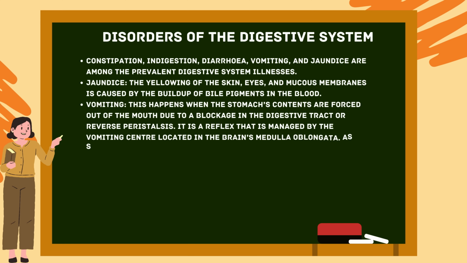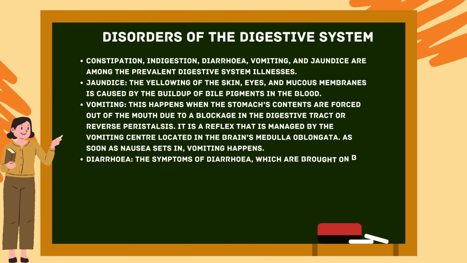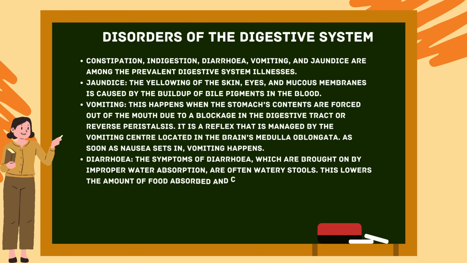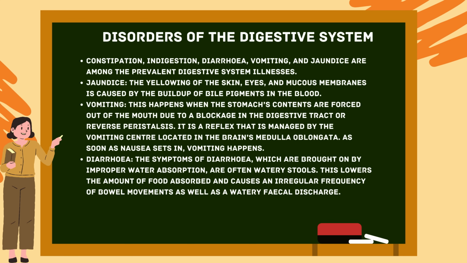It is a reflex that is managed by the vomiting center located in the brain's medulla oblongata. As soon as nausea sets in, vomiting happens. Diarrhea. The symptoms of diarrhea, which are brought on by improper water absorption, are often watery stools. This lowers the amount of food absorbed and causes an irregular frequency of bowel movements as well as a watery fecal discharge. That's it from this chapter.